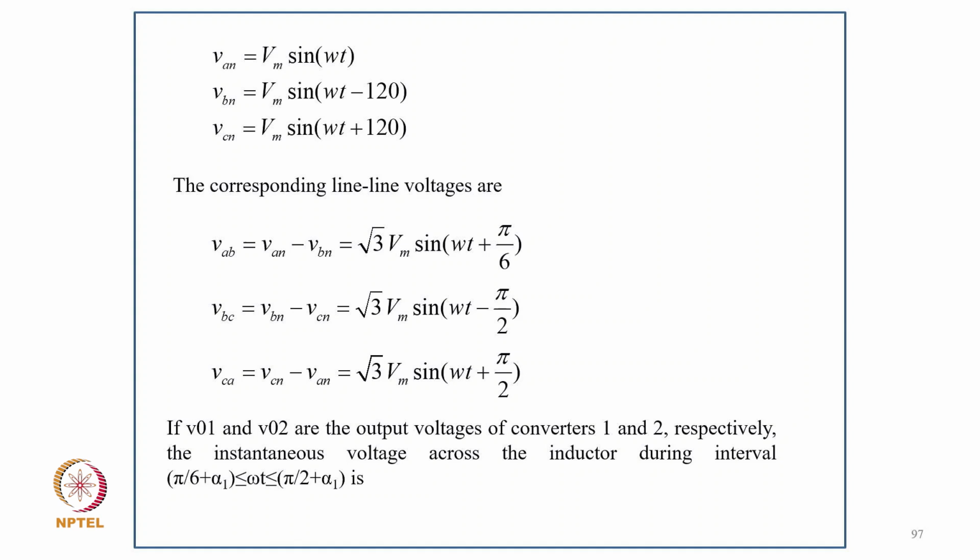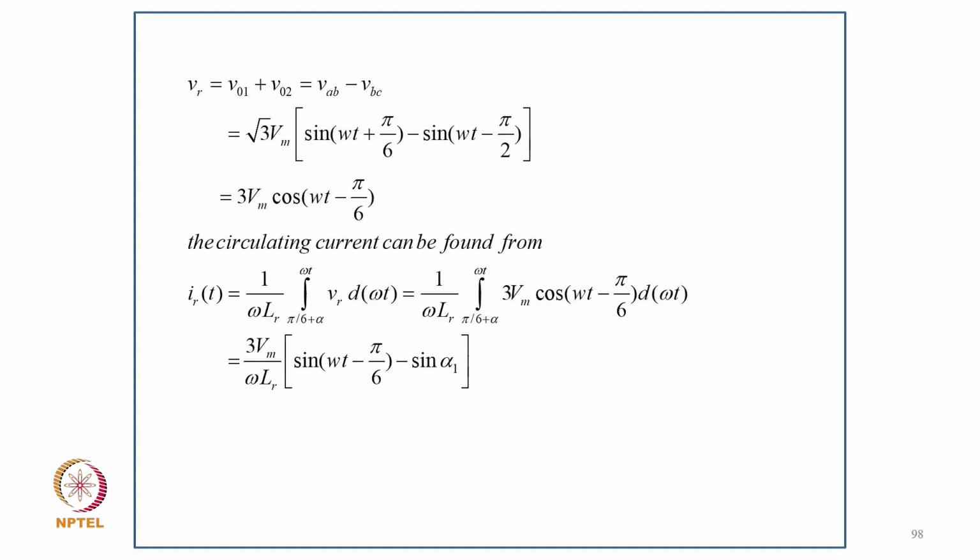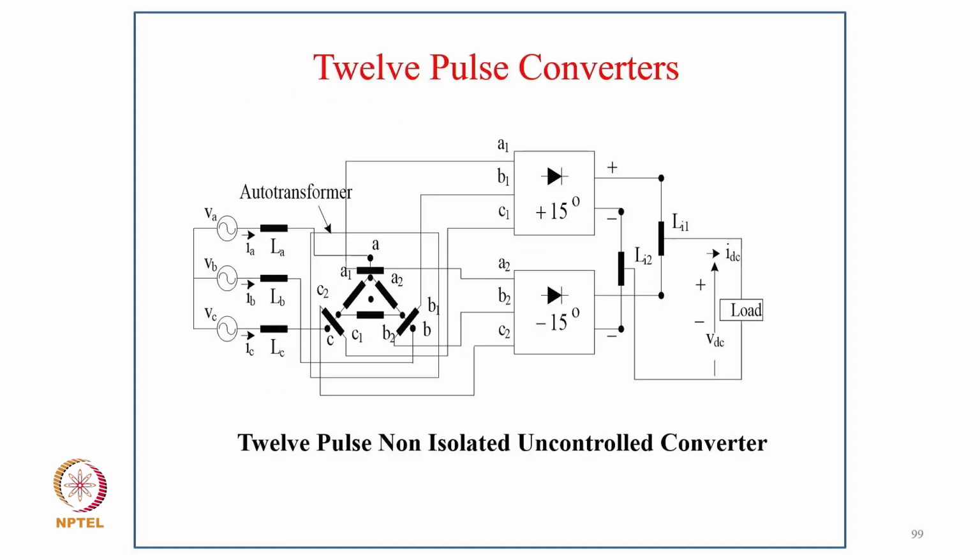instantaneous voltage across the inductor during the interval pi by 6 plus alpha to pi by 2 plus alpha is VR equal to VO1 plus VO2, that is VAB minus VBC equal to root 3 Vm in bracket sin omega t plus pi by 6 minus sin omega t minus pi by 2, that becomes root 3 Vm cos omega t minus pi by 6, and the circulating current can be found out: IR equal to 1 upon omega Lr integral from pi by 6 plus alpha to omega t of VR d omega t, and that becomes root 3 Vm upon omega Lr in bracket sin omega t minus pi by 6 minus sin alpha. This is the 12 pulse converter.